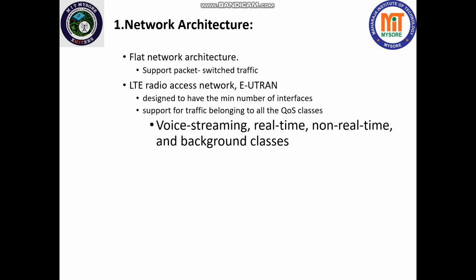First one is network architecture. As we know, LTE network architecture is considered to be a flat network architecture which also supports packet switched traffic. And the LTE radio access network EUTRAN is designed to have the minimum number of interfaces, with support for traffic belonging to all the QoS classes, that might be voice, streaming or real-time data transfer, non-real-time data transfer, and background classes of operation. That's about network architecture.